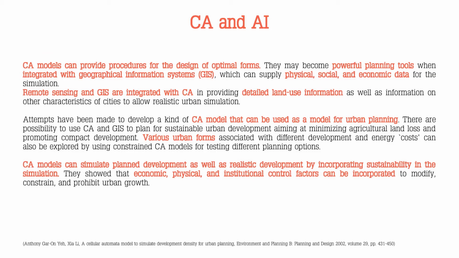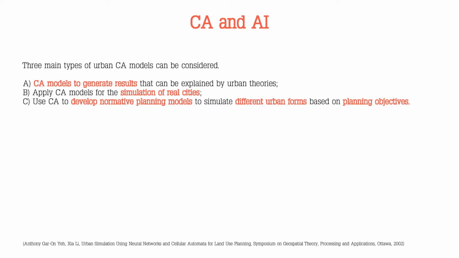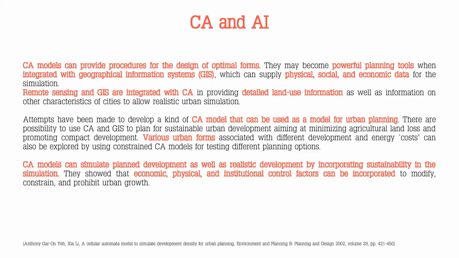And here starts something extremely interesting. We know very well that cellular automata could be used as self-generating forms, self-generating structures. And we have seen in the previous page that cellular automata could provide a useful tool, a very powerful tool, in at least three different fields. We already mentioned before: CA models to generate a result that can be explained by urban theories, so the expression of the mathematical theories about how the city grows; CA applied for simulation of real cities; and CA to develop planning models. We already discussed this issue before. In this case, the cellular automata model can be a very useful tool to generate optimal forms for cities.